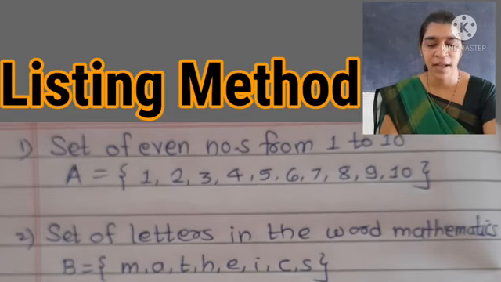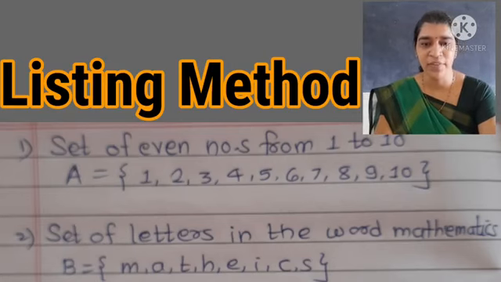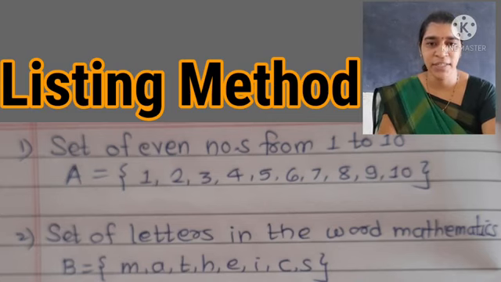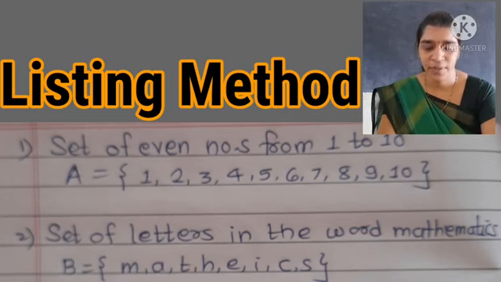See, I have drawn examples. What is the example? We have to write the set of even numbers from 1 to 10. Write the set in the listing method. What is the set? Set of even numbers from 1 to 10. How do you write? Take any set name. A is equal to {1, 2, 3, 4, ... up to 10}.